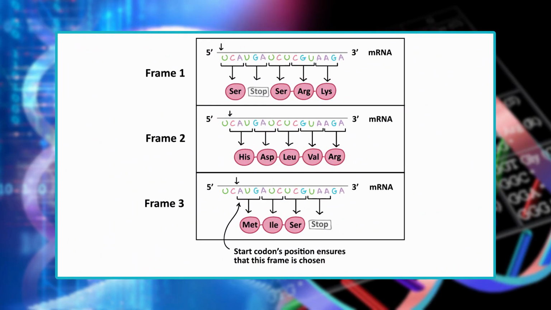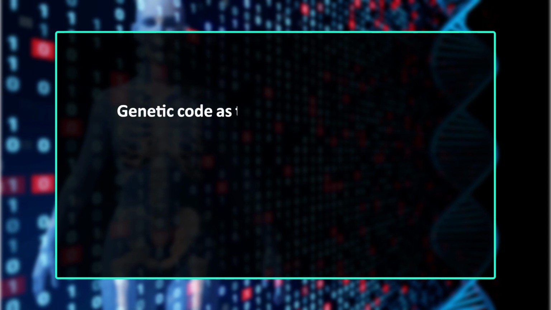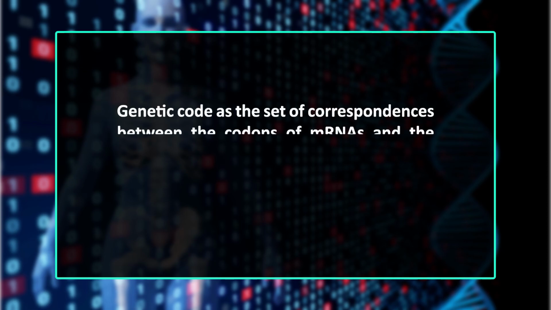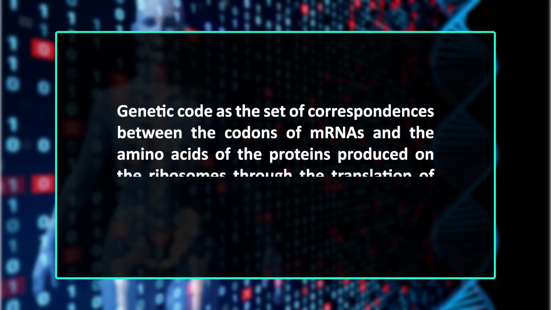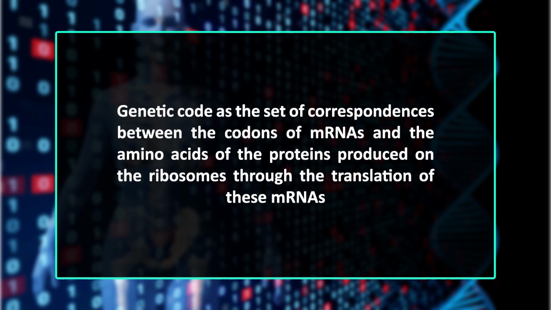Genetic code is the mechanism by which genetic information is stored in living organisms. So, the code uses sets of 3 nucleotide bases, that is codons, to make the amino acids that in turn constitute proteins. So, we can also define the genetic code as the set of correspondences between the codons of mRNA and the amino acids of the proteins produced on the ribosomes through the translation of these mRNAs.